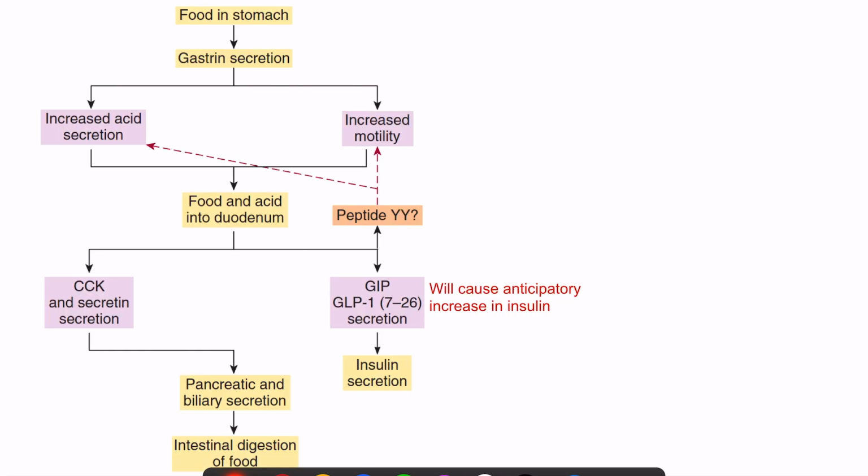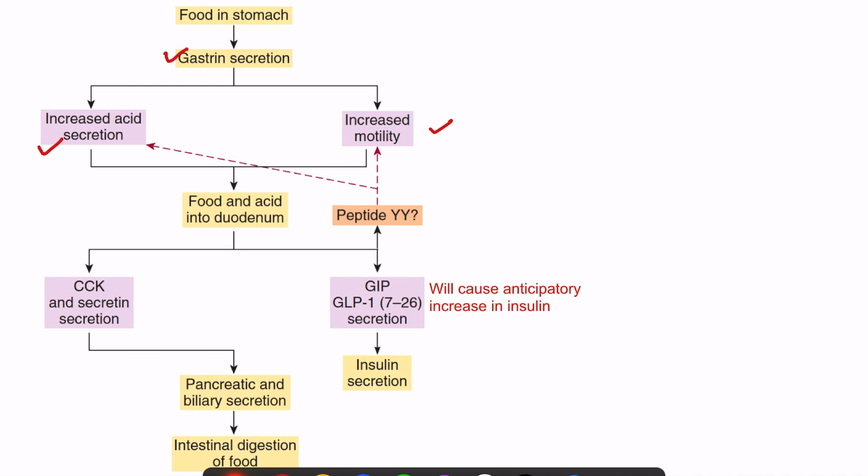So this is an organized diagram taken from Ganong where it says that food in the stomach causes gastrin secretion, and it causes increased acid secretion and increased motility. So you see how it is linked with the food in the stomach and the function of the structure. So food in the stomach is causing gastrin secretion, which is causing increased acid and pepsin secretion and increased motility.